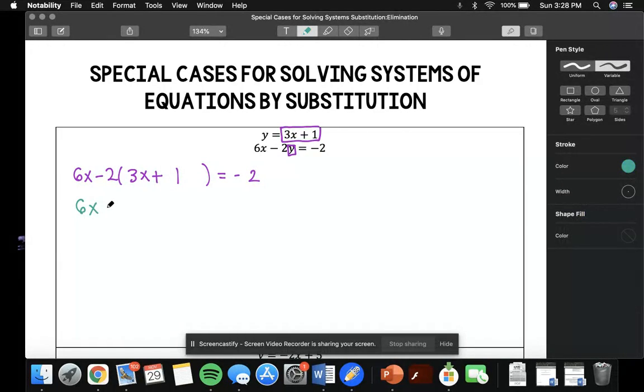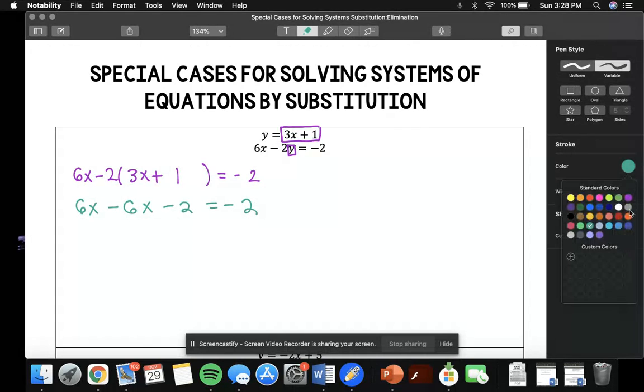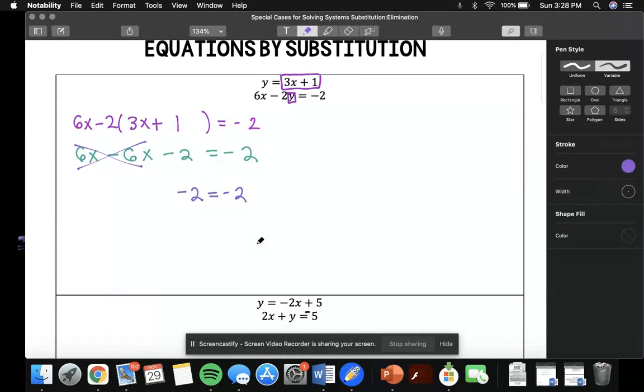I need to distribute the negative 2: 6x minus 6x minus 2. 6x minus 6x is 0 x's, and I'm left with negative 2 equaling negative 2. When negative 2 equals negative 2, that means there is an infinite number of answers. So solving equations is still very important when we are solving by substitution, because substitution is basically just solving a bunch of equations within each other.